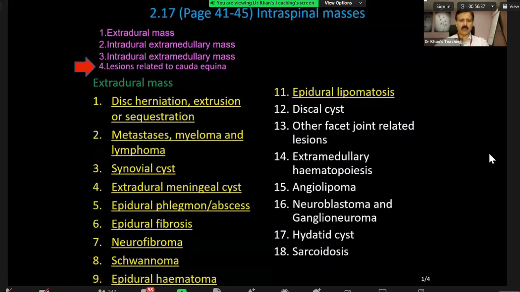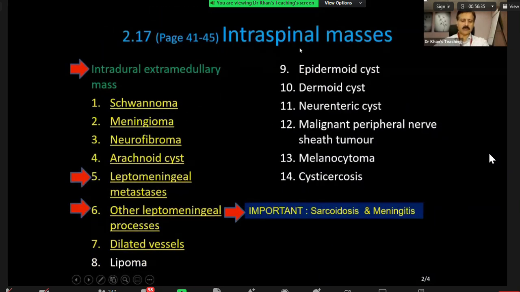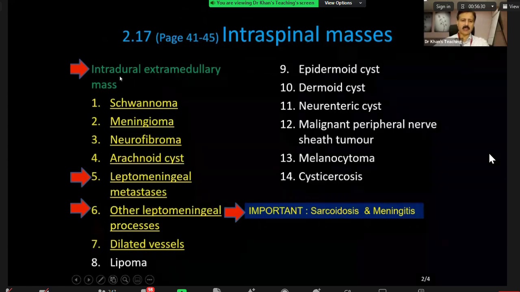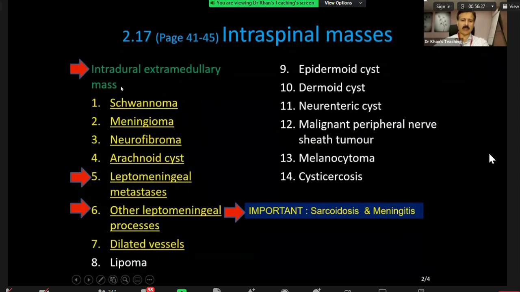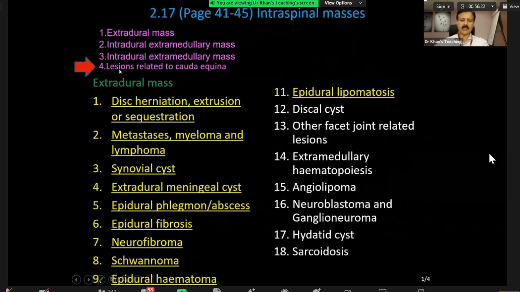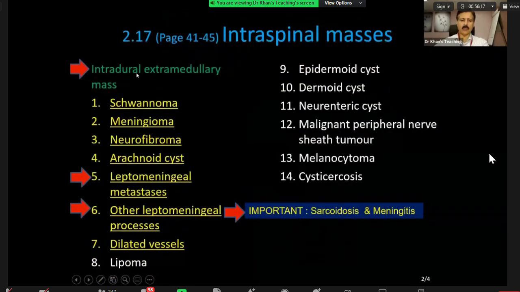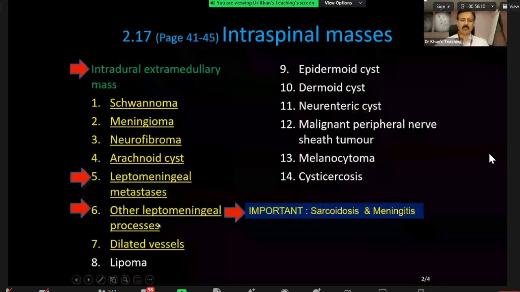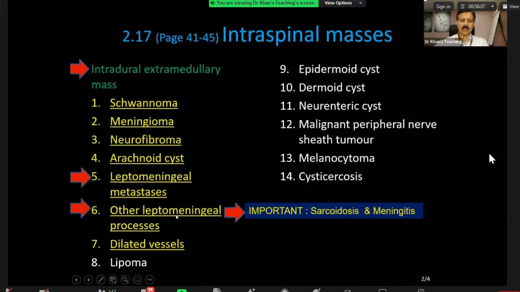Now, if you see here, intraspinal masses, and here is the second subheading, intradural extramedullary. Intradural extramedullary. All of these can simply add to Cauda equina. Simple formula. Just remember these. And the most important will be leptomeningeal metastasis and other leptomeningeal processes according to Chapman. And within that, the most important are sarcoidosis, the greatest mimicker, and meningitis.